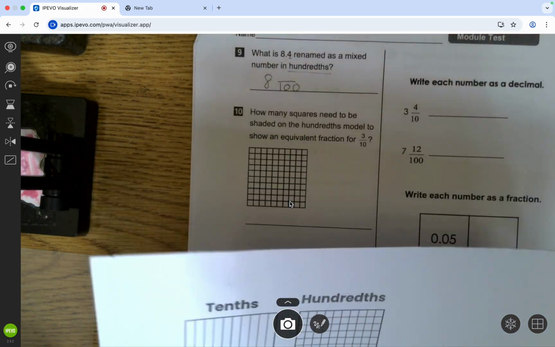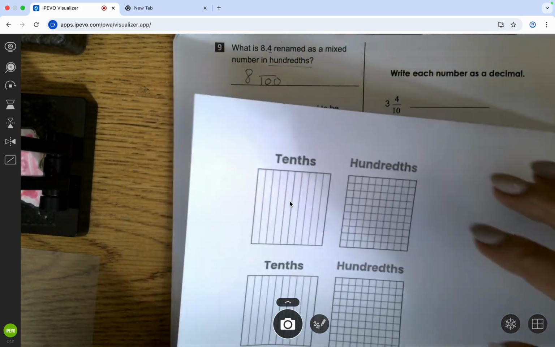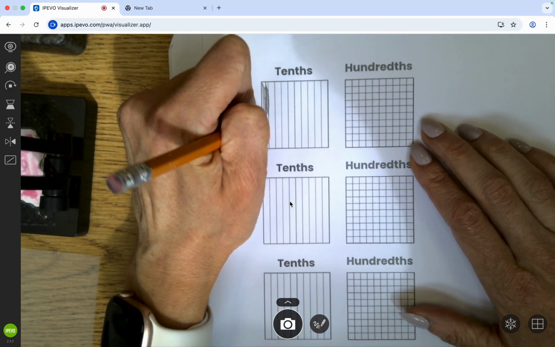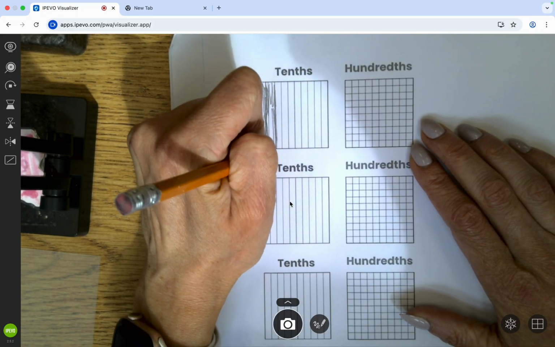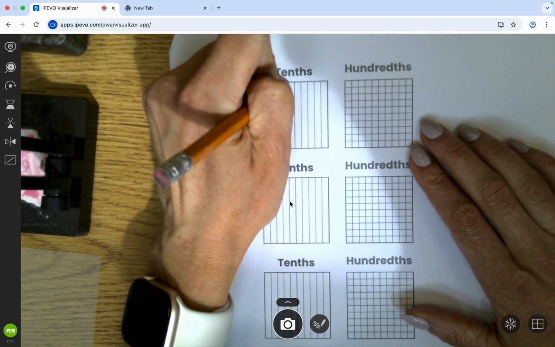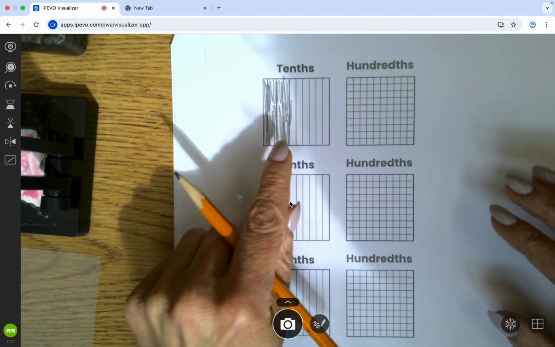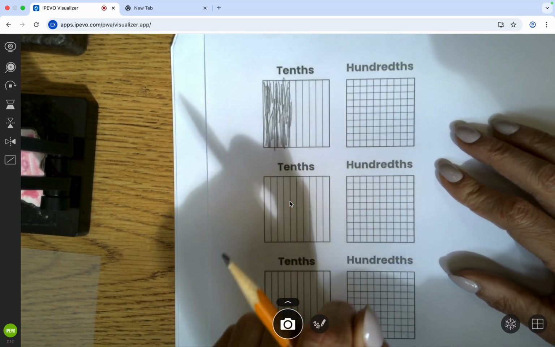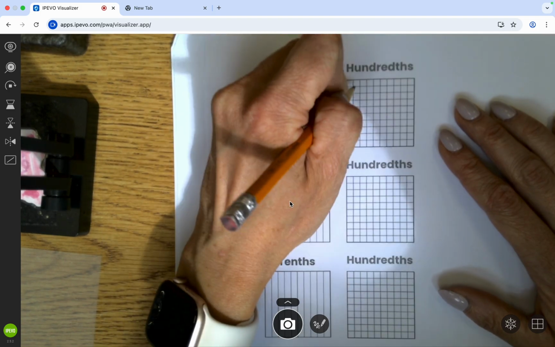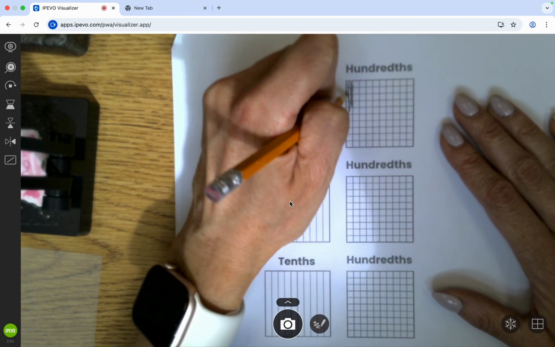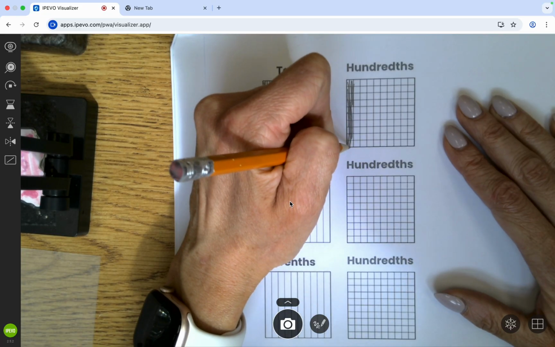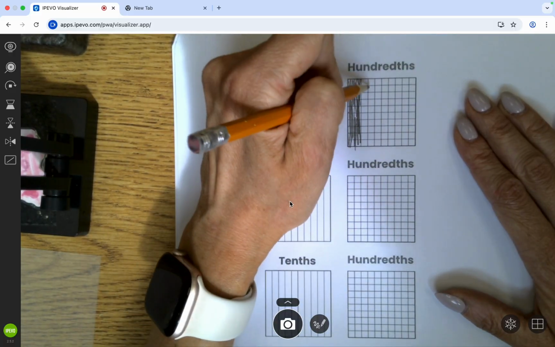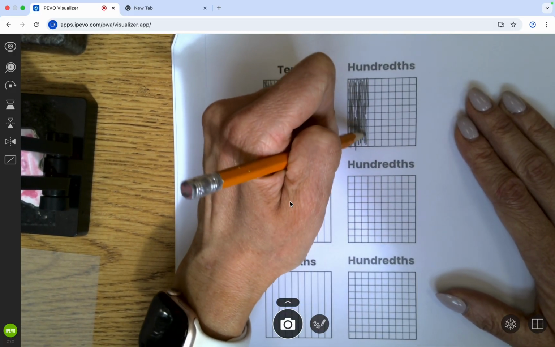So I can go to my sheet if I don't know this and I'm unsure, and I could do 4/10. 1, 2, 3, 4. And I can figure out how I can shade in the same amount here. And I know 1/10 is worth 10 hundredths. So one row here is 1/10, which is 10 hundredths. Okay, and I'll continue to shade 4 rows.